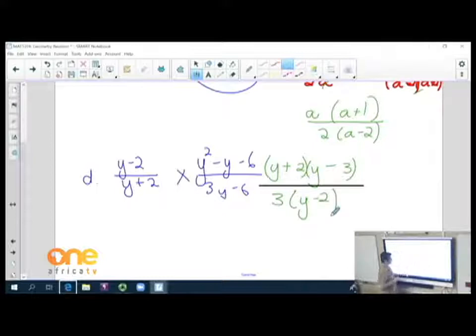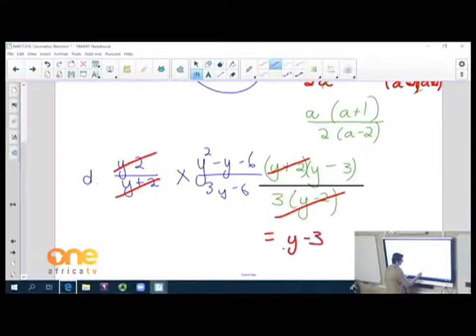So here we factorized. And now we can cancel. So this y minus 2 and this one will cancel. y plus 2 and that y plus 2 will cancel out. And then there remains y minus 3 over 3. And I cannot cancel those 3's. Remember, this is subtraction. No, never. That's what you cannot do.